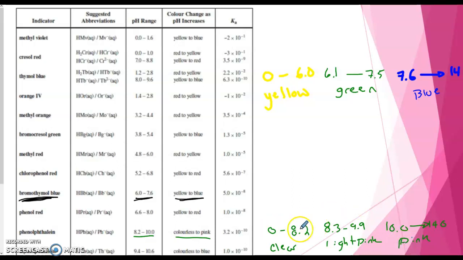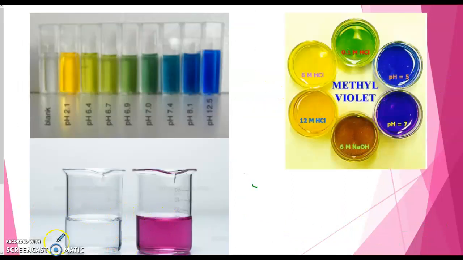Okay, so this is a very common indicator we use, and this is showing the difference here. This is the clear, and this is the pink that it is. So if it's a lighter pink, it'll be in between, in the middle there.